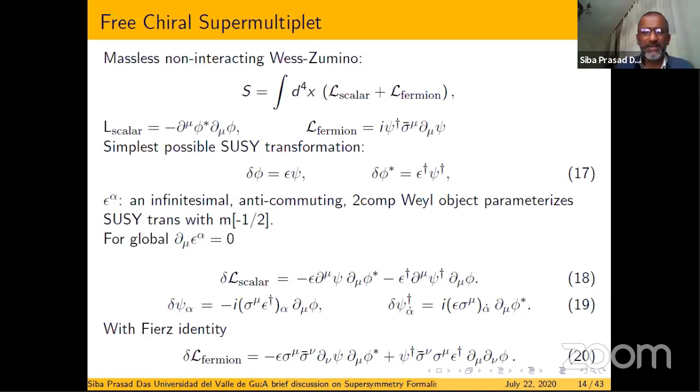These parameters are infinitesimal, anti-commuting, two-component Weyl objects, and have a mass dimension of -1/2 to get the corresponding mass dimension right. Similarly for the other, and for a global SUSY, the global transformation. Whenever we talk about local versus global, in gauge transformation there are two kinds.